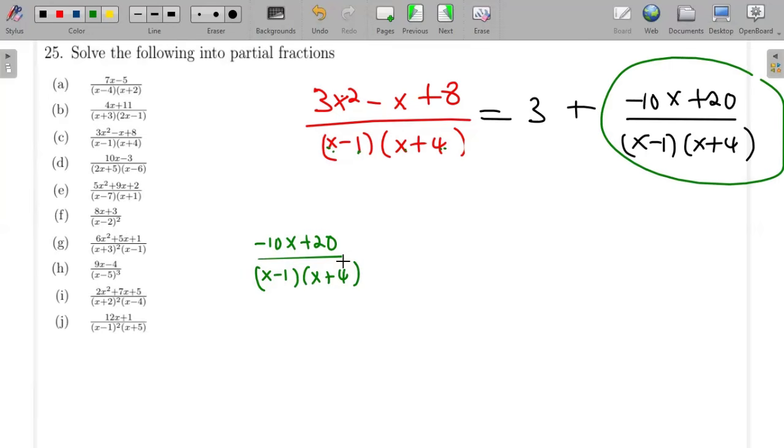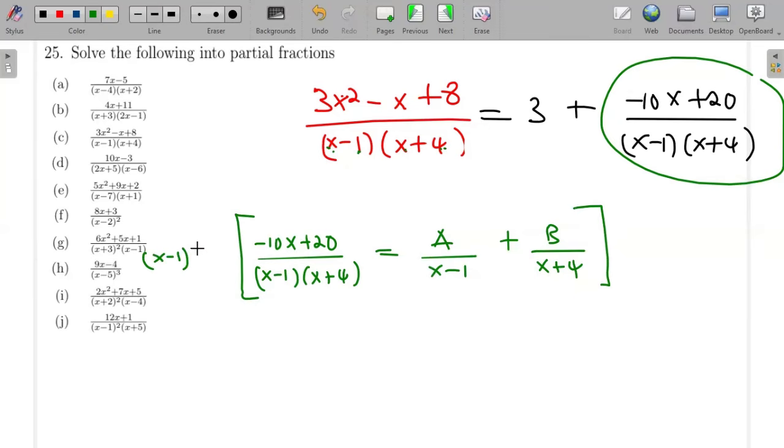Okay, so this is what I get. This will now be equal to a over the first factor, then b over the second factor. All right, so this here and that there. So I'm just going to multiply now throughout by this denominator here. So that will be x minus 1 and then x plus 4.